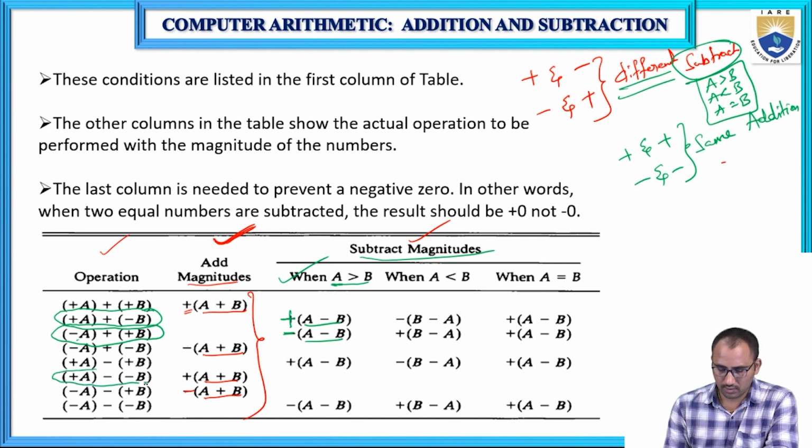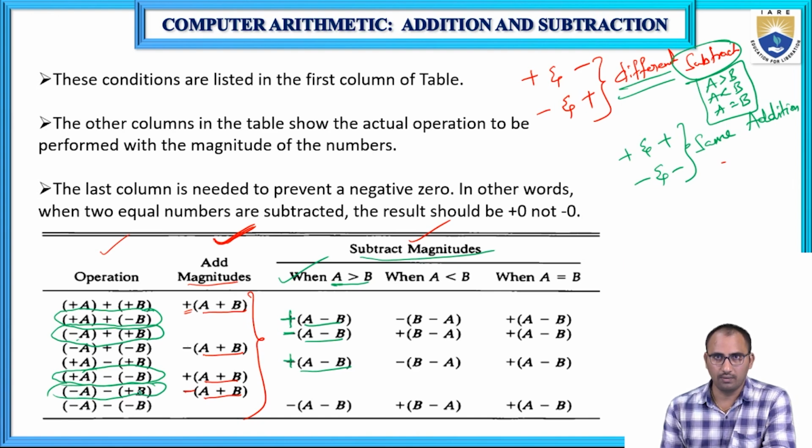So this case. See here, plus A minus B. Their signs are different. So A minus B, and what is the sign of the larger number? Plus. So plus. And here this one, the first number is a negative number, the second number is a positive number. So I have to subtract their magnitudes, A minus B, and take the sign of the first number, minus, A minus B.